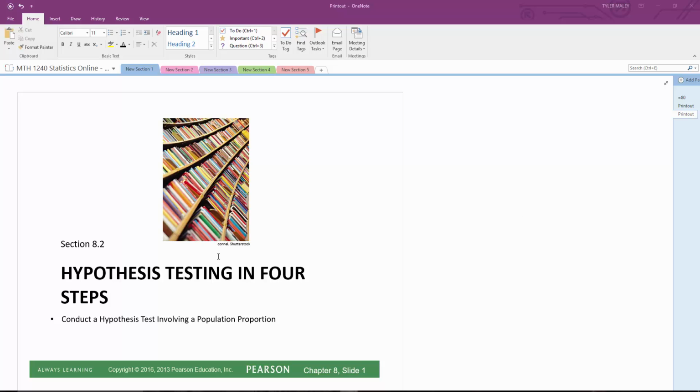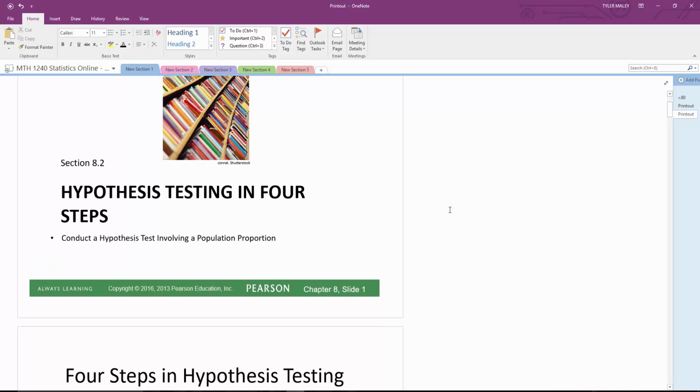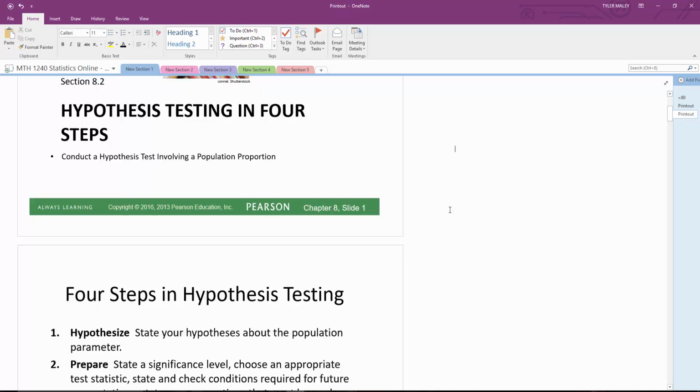All right, so we're ready to do section 8.2, which is titled Hypothesis Testing in 4 Steps. The book recommends 4 steps to do hypothesis testing, and this hypothesis testing does vary a little bit by textbook, so we're going to follow what our textbook does. The overall process is the same, but some small details do vary between statisticians. The big thing in this section is that we want to be able to conduct a hypothesis test involving a population proportion.